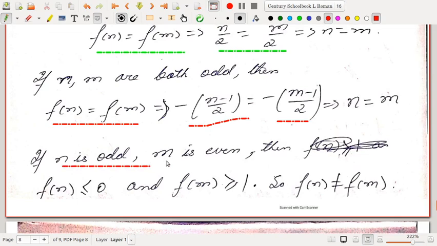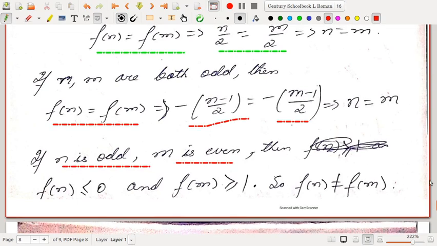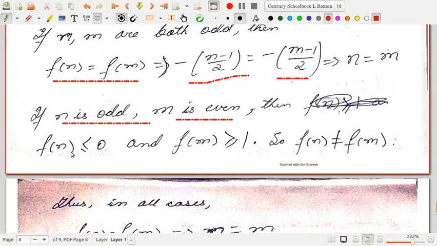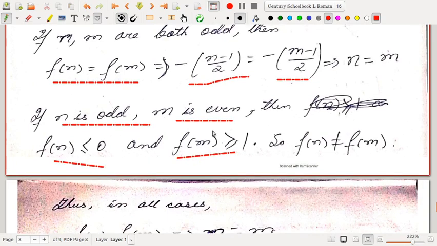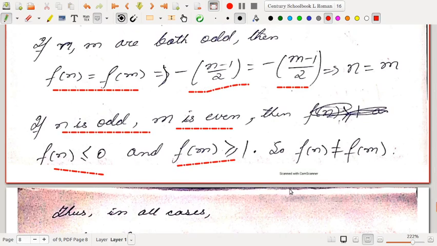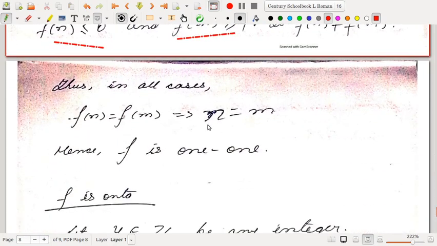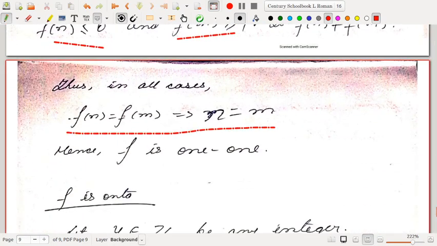And if n is odd and m is even, the other case, then what will happen? f(n) is less than or equal to 0 and f(m) will be greater than or equal to 1. So f(n) and f(m) can never be equal. So if n is odd, m is even, then equality is not possible. If n is even, m is odd, then also the equality doesn't hold. So n not equal to m implies f(n) not equal to f(m). In all possible cases we have proved that f(n) equal to f(m) implies n equal to m. Hence f is 1-1.